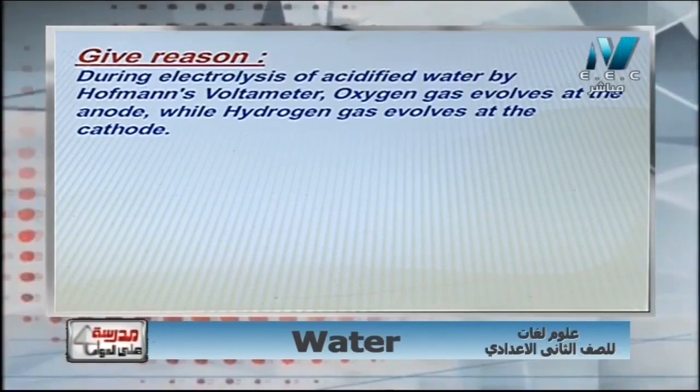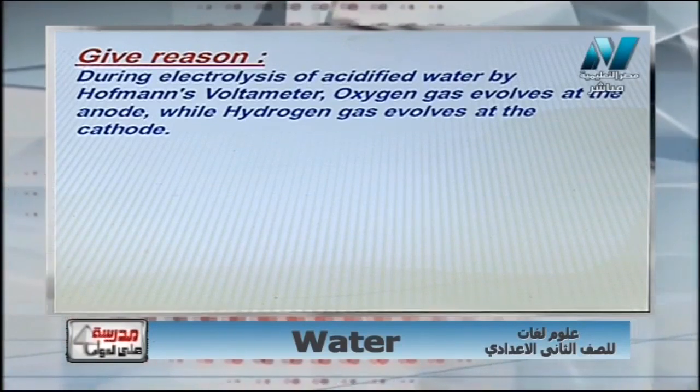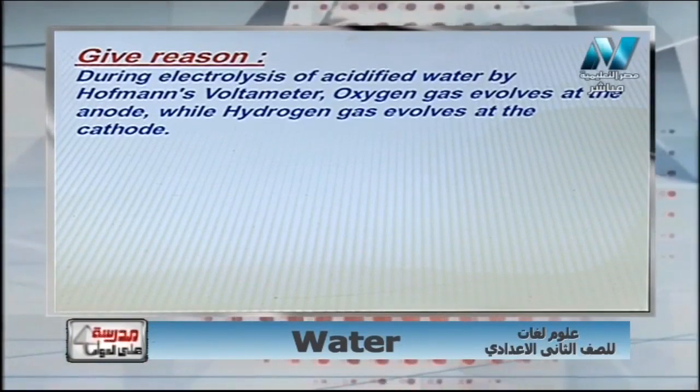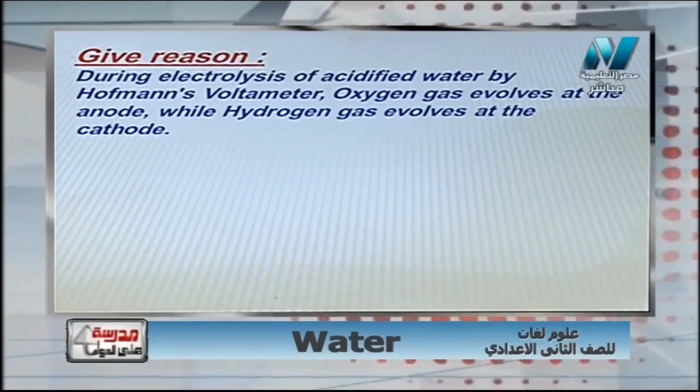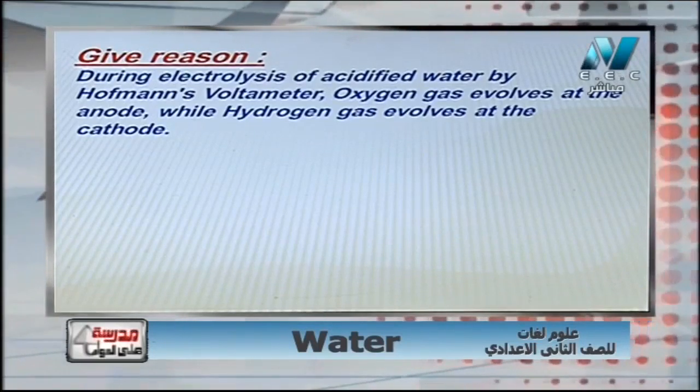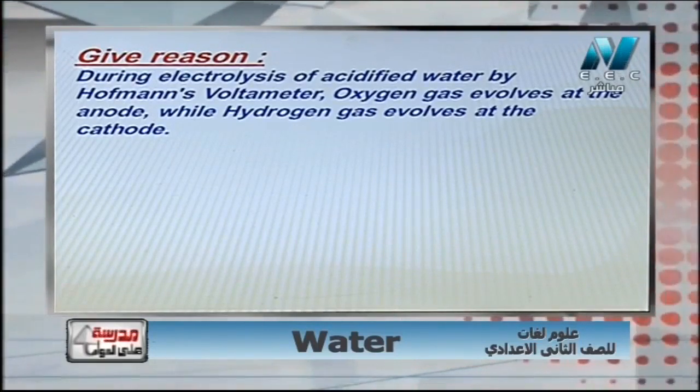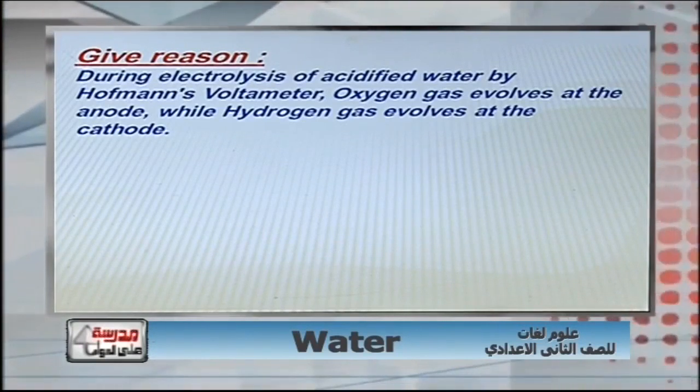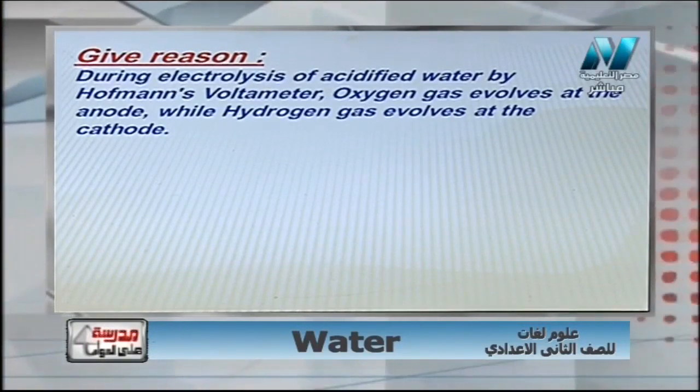While hydrogen gas evolves at the cathode. We explain it. Why? Because oxygen is what? Negative ion. And hydrogen is what? Positive ion. So the negative ion will collect on positive and hydrogen will collect on the negative. Let's see the answer.